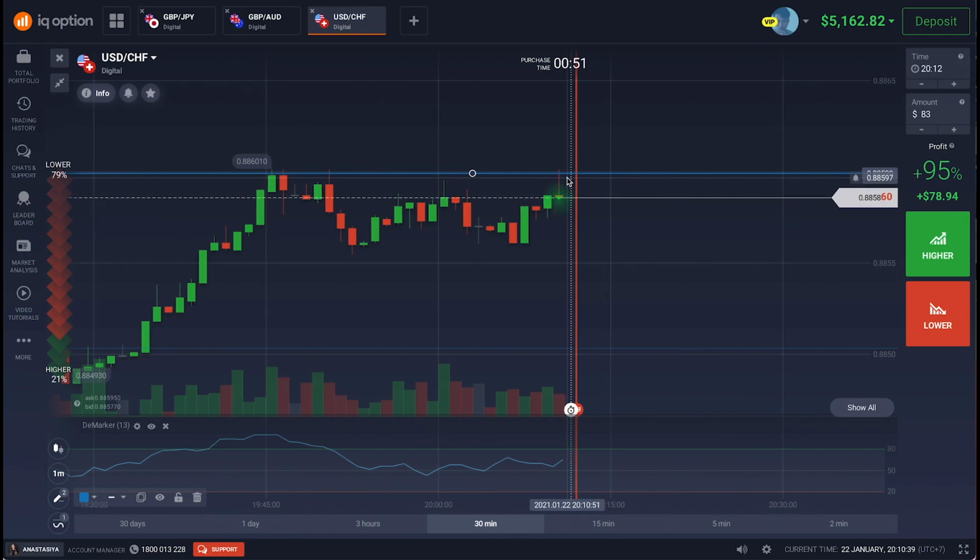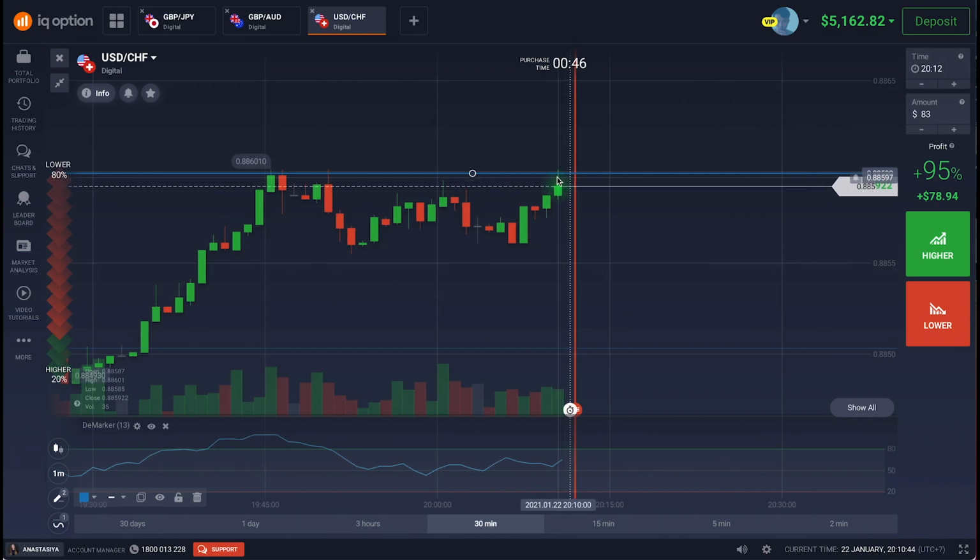It's gradually dropping. We need it to drop further. We want this candle to be bearish.